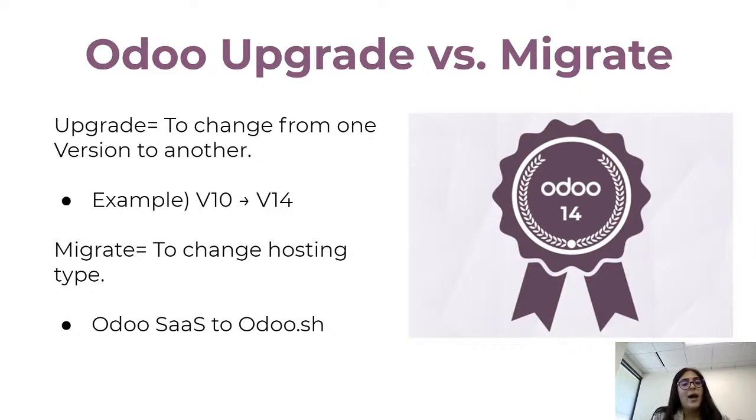If you want to migrate, that is changing hosting types. And Odoo has three different hostings. What we call on-premise, which is self-hosted or anything that is not hosted by Odoo. Odoo SaaS, also called Odoo Online, and Odoo.sh.